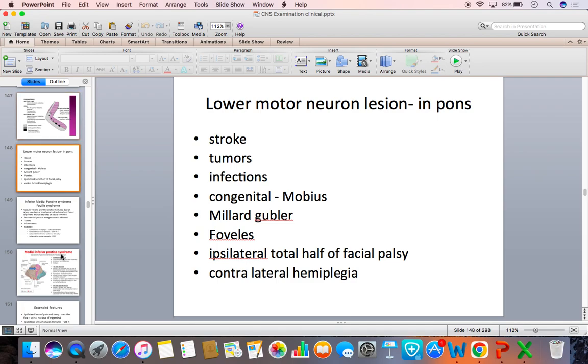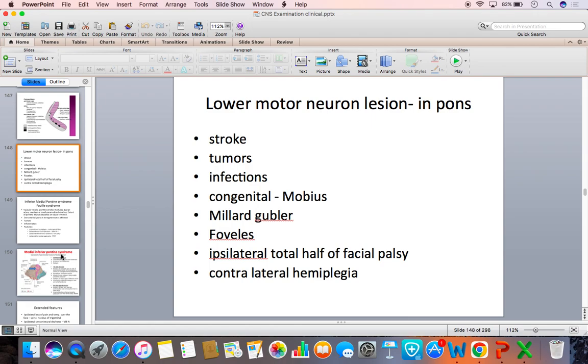Then coming to the lower motor neuron lesion in the pons. It could be due to stroke, due to tumors, due to infections, or congenital anomaly. So what are the various syndromes associated with the lesion of the lower motor neuron in the pons? Once there is lower motor neuron lesion, there is ipsilateral total facial nerve palsy. Ipsilateral, that is on the side of the lesion. There is total facial weakness.